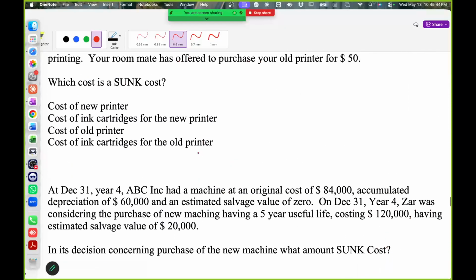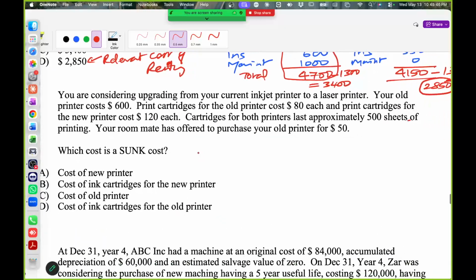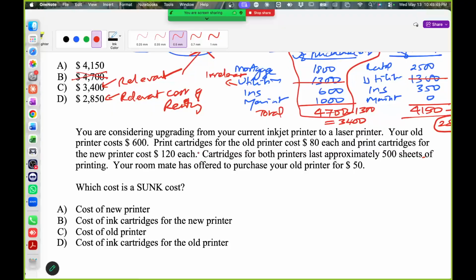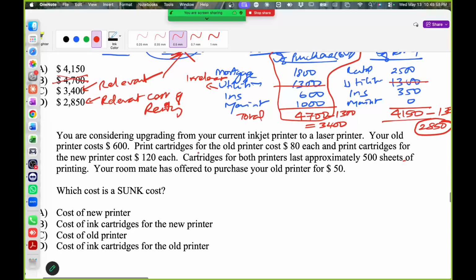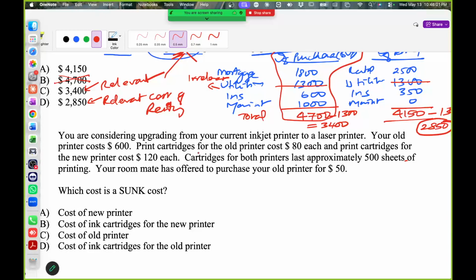Now, one last sample before we end. Okay, read. Which is the sunk cost? You're considering upgrading from your current inkjet printer to a laser printer. Your old printer cost $600. Print cartridges for the old printer cost $80 each, and print cartridges for the new printer cost $120 each. Cartridges for both printers last approximately 500 sheets of printing. Your roommate has offered to purchase your old printer for $50. Which cost is sunk cost?